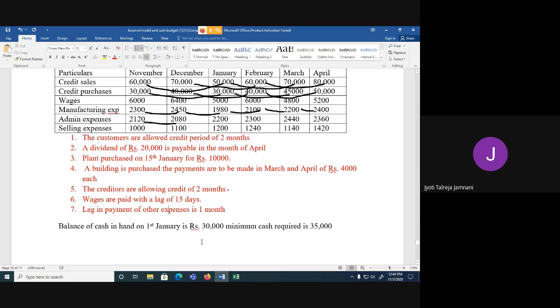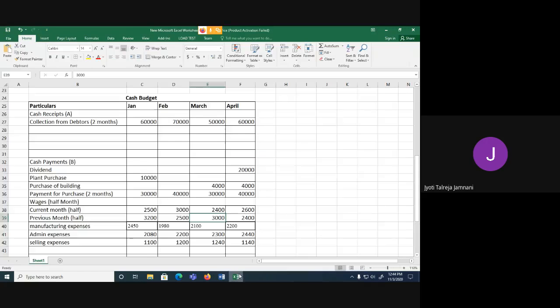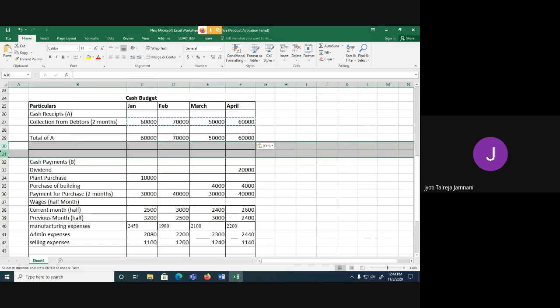Only the last point is left: balance of cash in hand on 1st January is 30,000 and minimum cash required is 35,000. So what is this minimum and how are we going to solve this? We will see. So let's first find the total. Total of A, that is the cash receipts. It will be the same because we have only one entry on the receipt side.